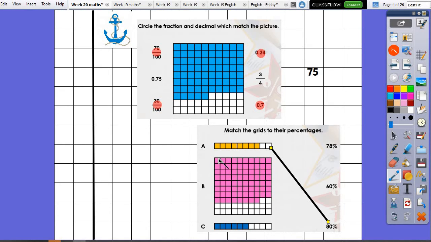So sorry, count to the start again. 10, 20, 30, 40, 50, 60, 70, 71, 72, 73, 74, 75, 76, 77, 78. So I know I have got 78% for that one. Sorry, counting that one. So then the last one, C, 1, 2, 3, 4, 5, 6 are shaded. 6 out of 10 is 60%.